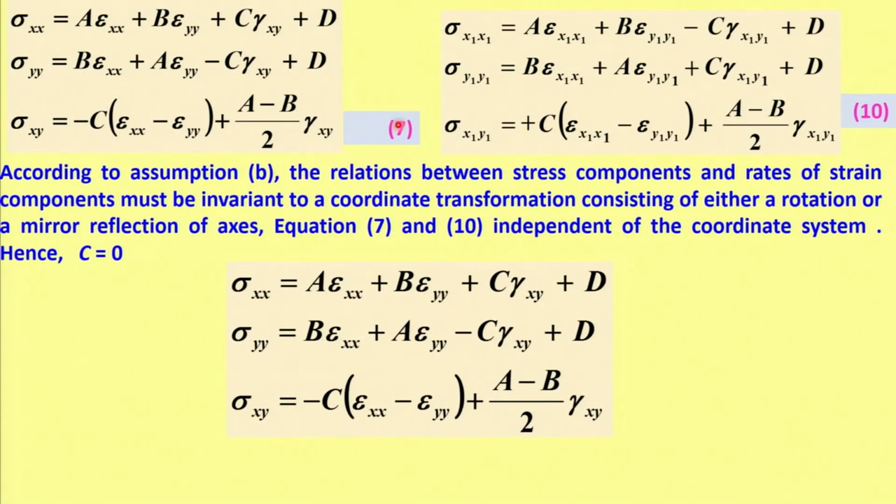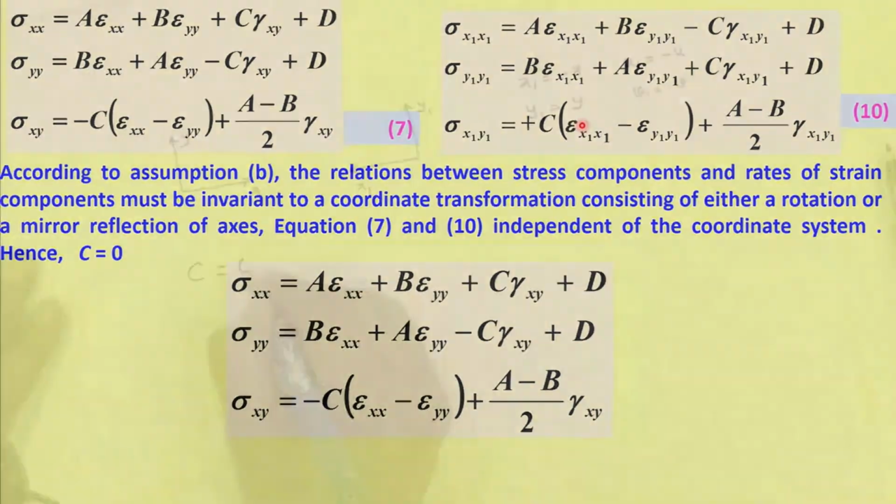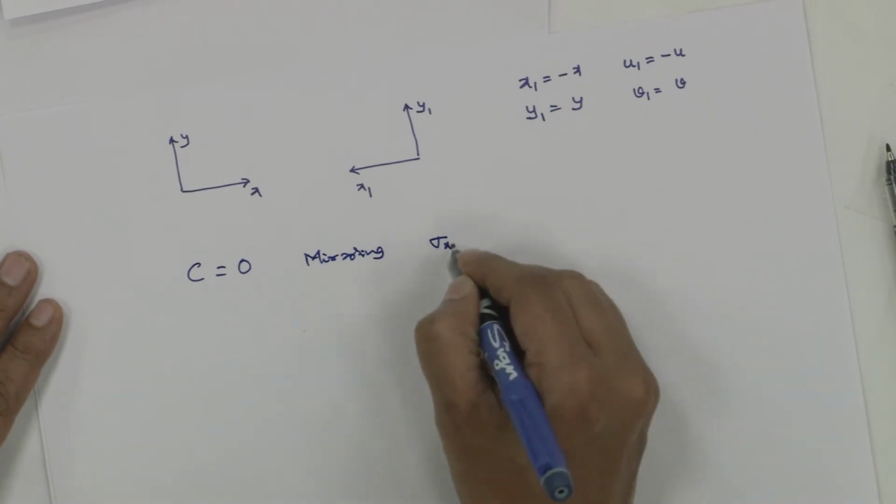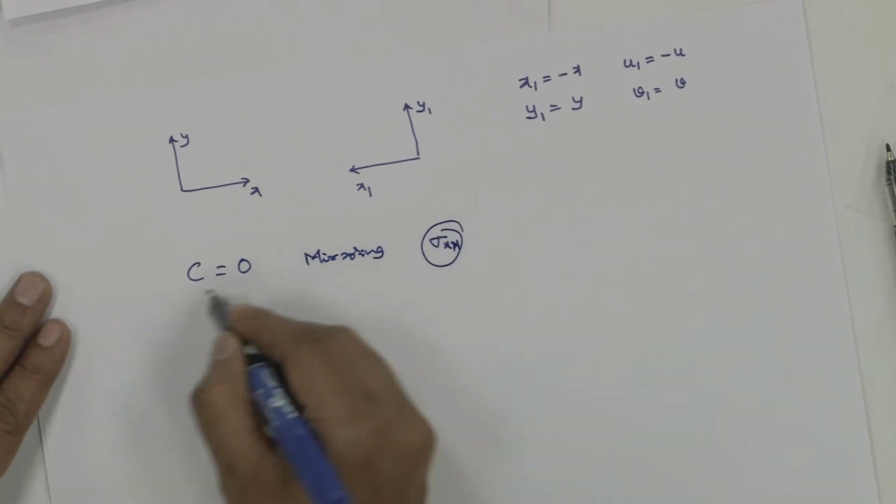If I compare equations 7 and 10, we said that according to assumption B, whether I rotate or take a mirror reflection, the coefficients have to be the same. That is, it should be independent. But you see here, plus c, minus c, plus c. So it is not possible. Here minus c plus c. So it will be the same only when these two equations 7 and 10 will be the same only when c is equal to 0. So that is one thing for mirroring. If sigma x1 sigma xx has to have the same coefficient, your c has to be 0.